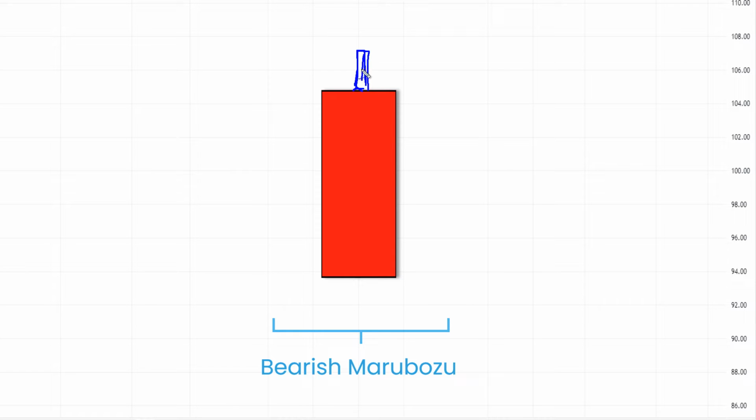It means that it did not open on its high. It set a high and then came back down and it closed on its low. So you can see there is no shadow on the low. This would be a Marubozu, bearish Marubozu on close.